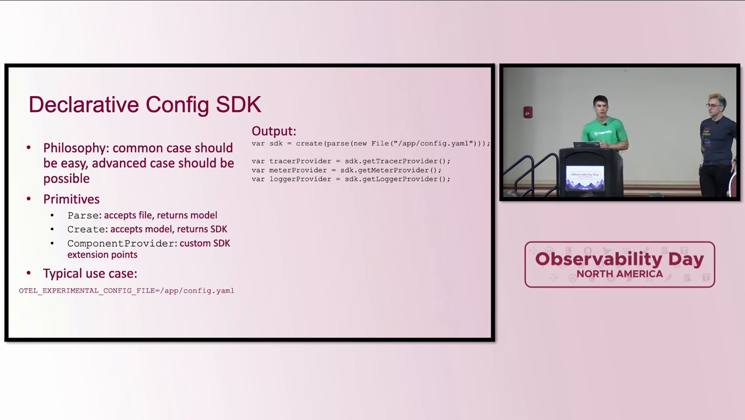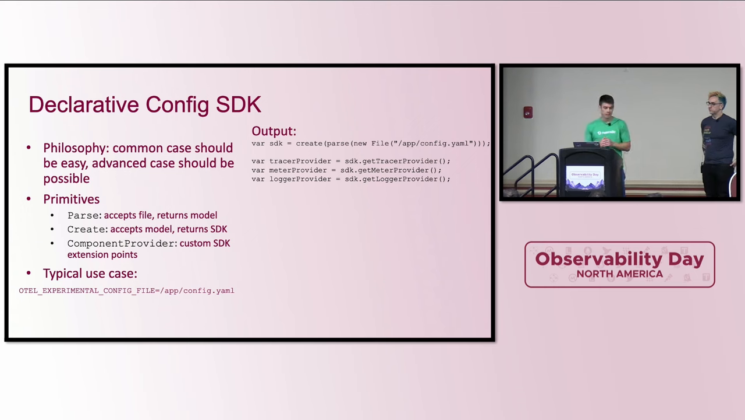There's also a mechanism called component provider, which allows custom SDK extension plugins to participate in configuration. This is how custom samplers, exporters, and processors can be referenced in a config file. We want the common case to be easy and expect most users' interaction with the SDK to be setting a single environment variable, OTEL experimental config file.